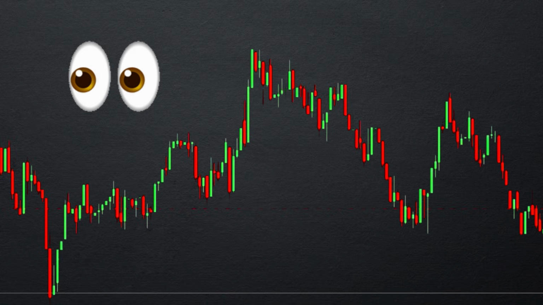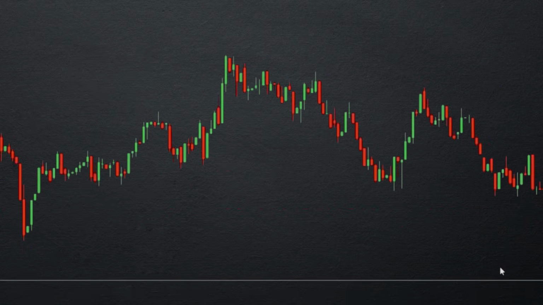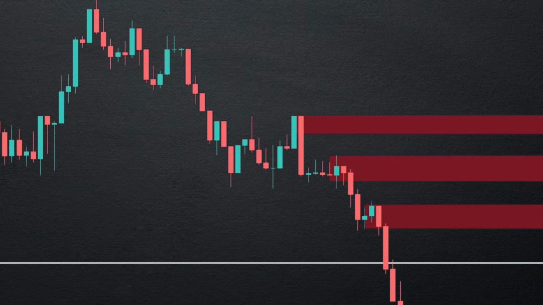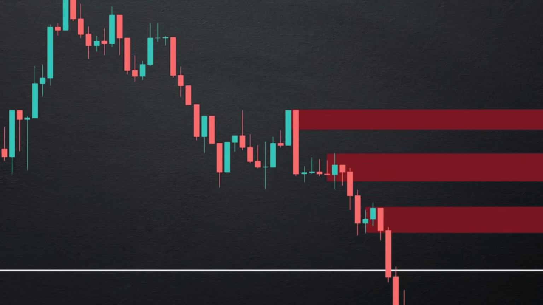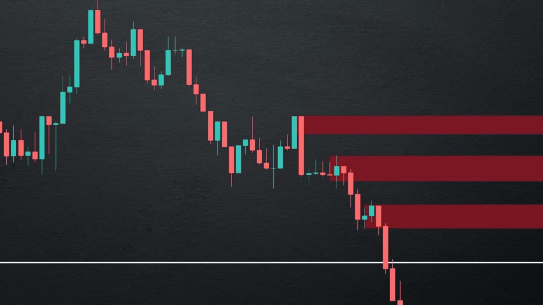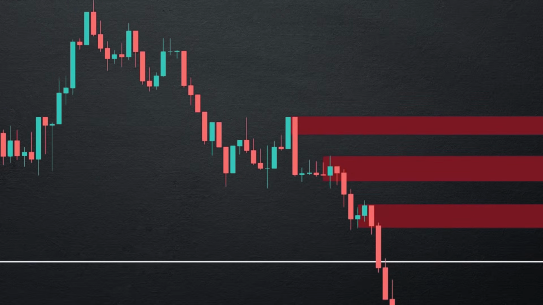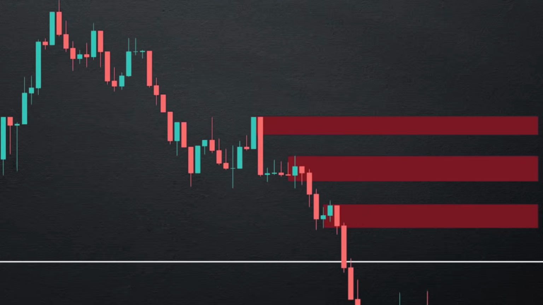Does this screen look a little too familiar? You see a quick spike, you think, this is it. You jump in and bam, the market immediately reverses on you. It's a super frustrating cycle, and it happens because most people are looking for signals in all the wrong places. Well, that's what we're here to fix.